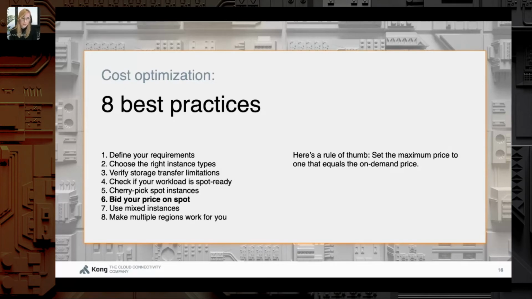Once you find the right instance, it's a good time to set the maximum price you're ready to pay for it. The instance will only run on the marketplace price below or equal to your bid. Here's the rule of thumb: set the maximum price to the one that equals the on-demand price. Otherwise, you risk getting your workloads interrupted once the price goes higher than what you have set.